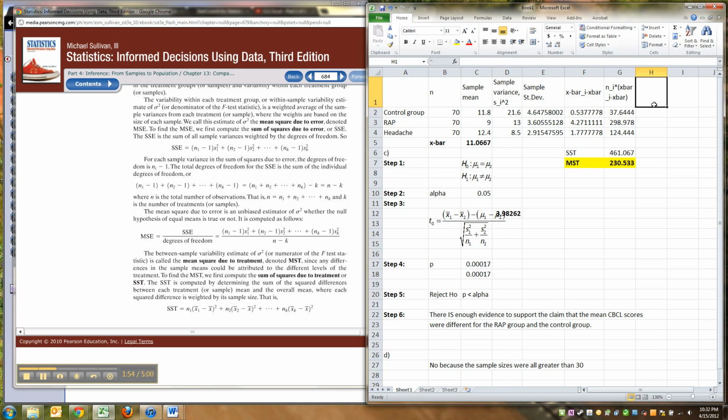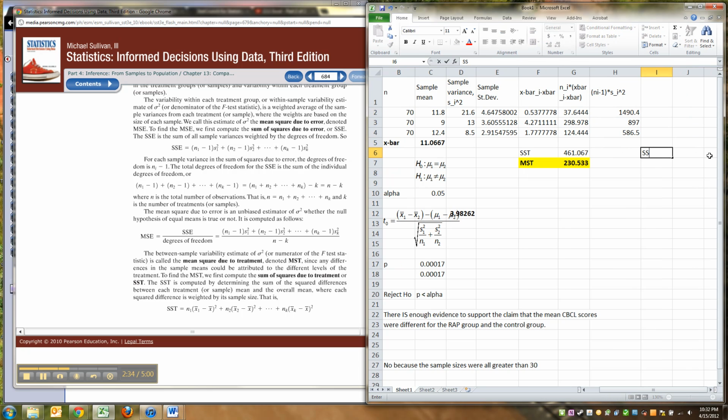To find these, we can do it all at once. I'm going to find ni minus 1 times si squared. Let me make this wider so you can see it. There we go. So equals, parentheses, 70 take away 1, close parentheses, times si squared, which is that guy. Enter. And then I'll just drag it down. There we go.